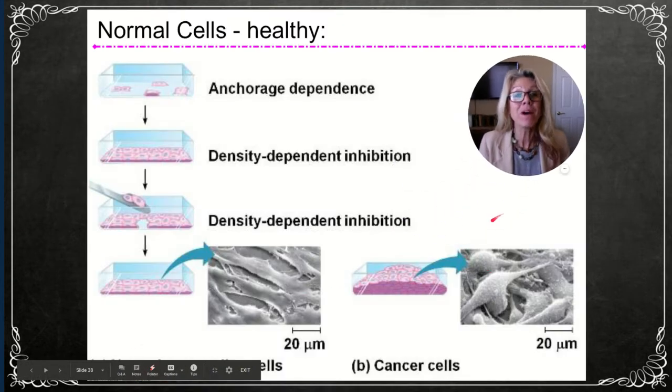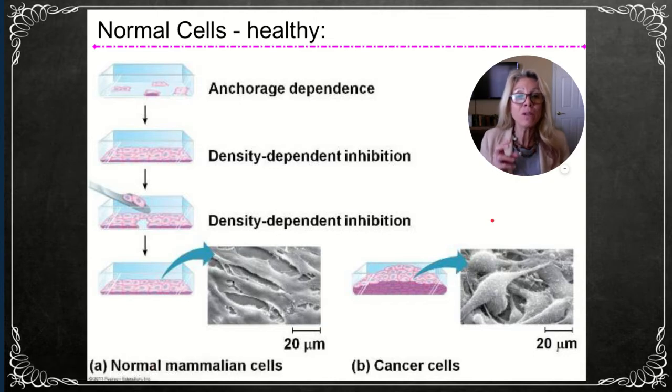Well, let's talk about what a normal cell does. A normal cell exhibits what's called anchorage dependence. It's got to be hooked onto something before it will ever do mitosis and make more cells. Are there exceptions? Sure, red blood cells, white blood cells, but most cells need to be anchored to something.